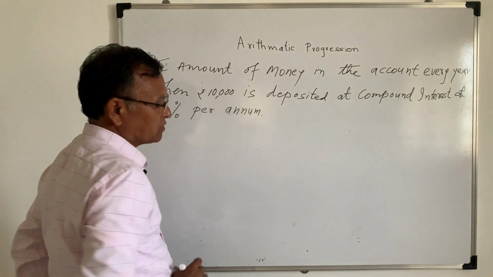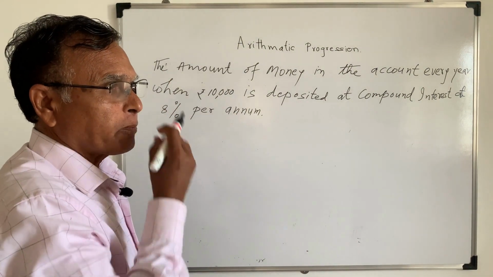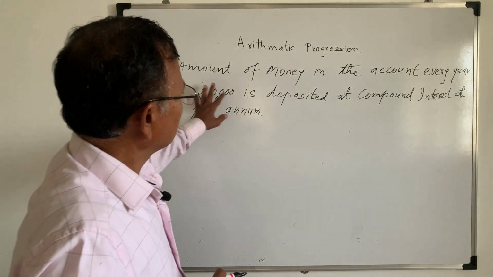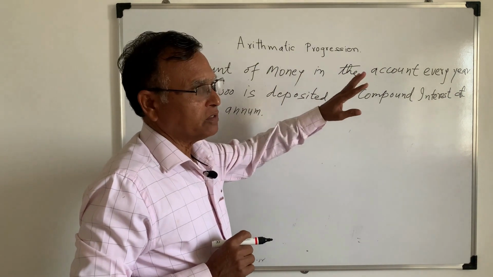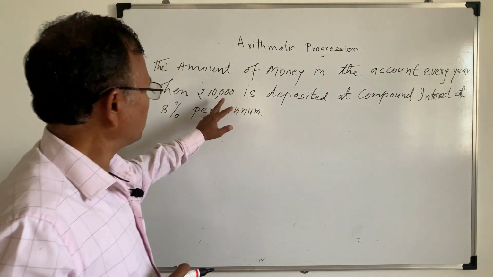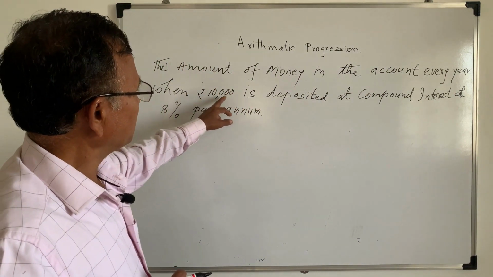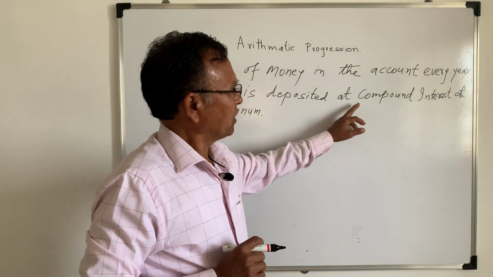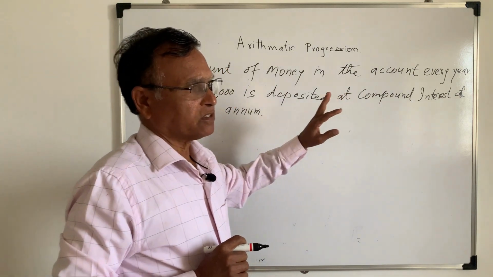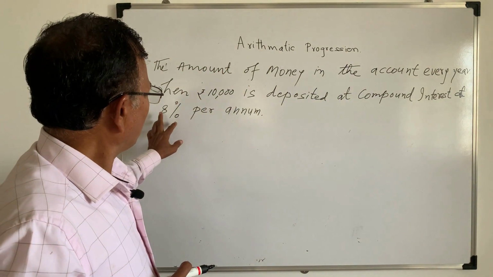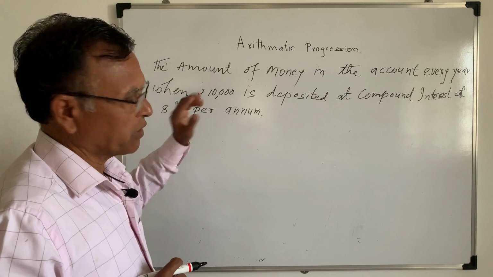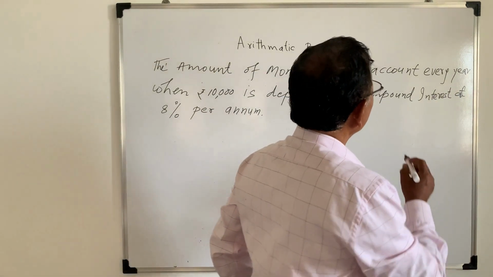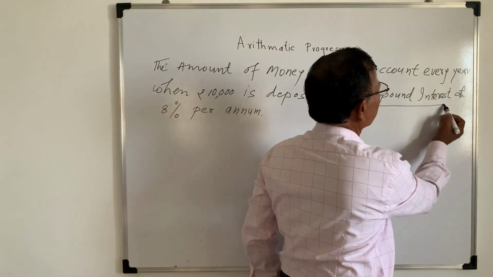See whether this is an example of arithmetic progression or not. Here, the amount of money in the account every year is calculated when 10,000 rupees is deposited at compound interest at the rate of 8% per annum. So you should know the compound interest.